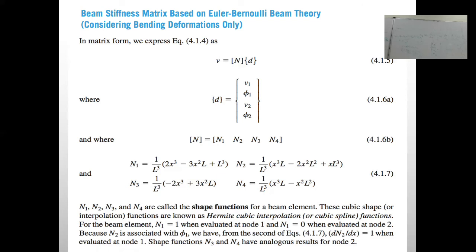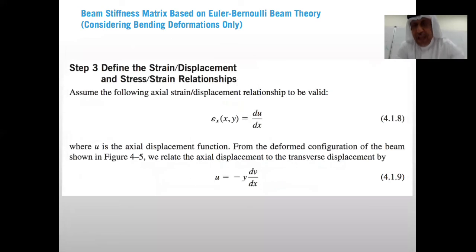How come N2 is 0? It is a fixed support, there is no rotation. We talk about primary nodal variables. Your primary nodal variables are only V1 and V2. So your primary functions are N1 and N3. This one is multiplied by V1 and this one is multiplied by V2. Okay. Anyway, next step is what?